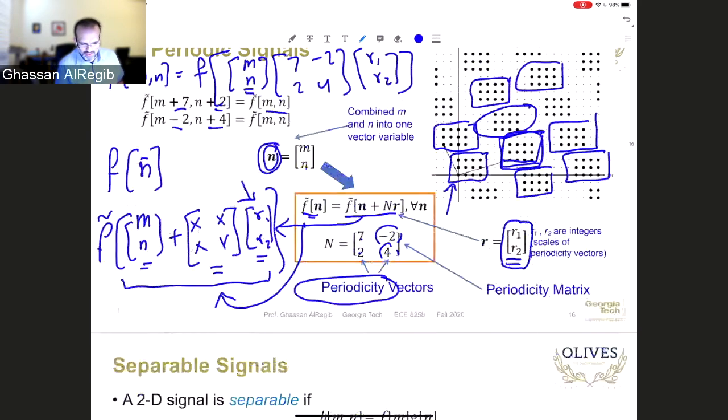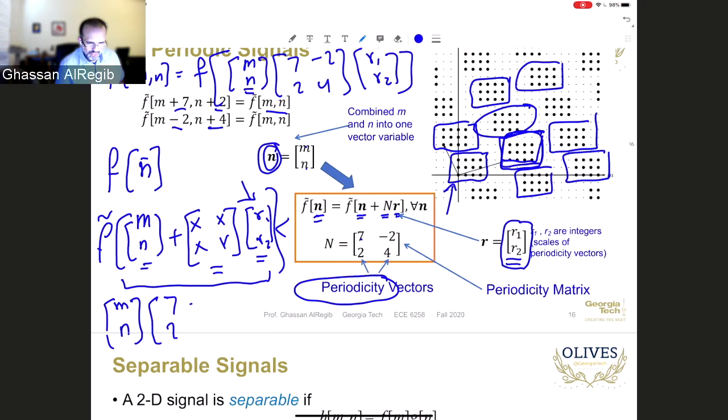So if you look at this notation here, let me just clear this up a little. So if you look here, this is M and N. This is M and N. This is here the 2 by 2 matrix. This is R1. So now the periodicity in the M direction, the way I calculate it, is that I have M, 7, 2, negative 2, and 4, R1, R2. This is the summation here. Yes. So now I multiply this.